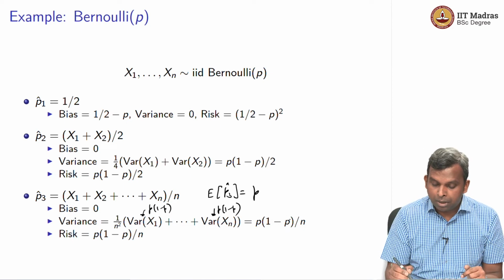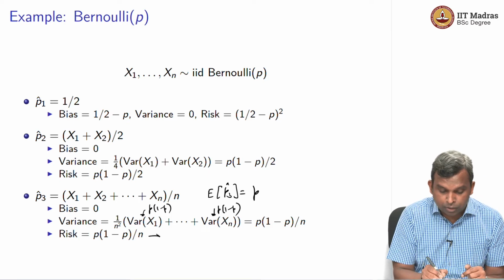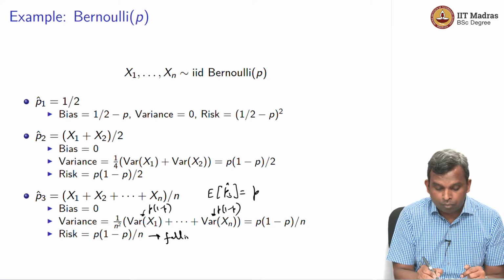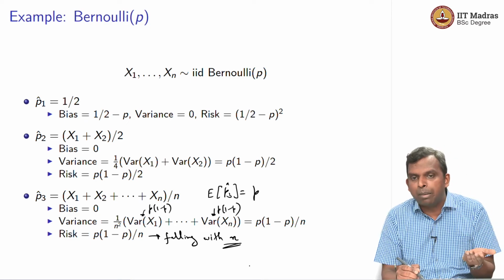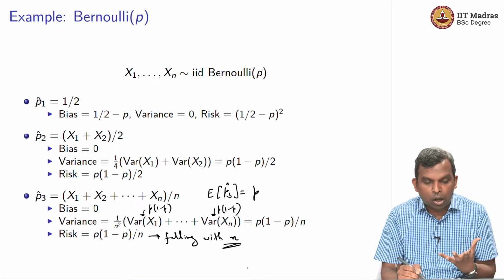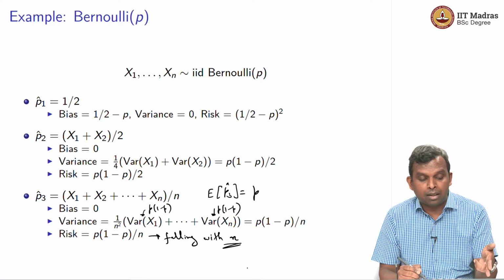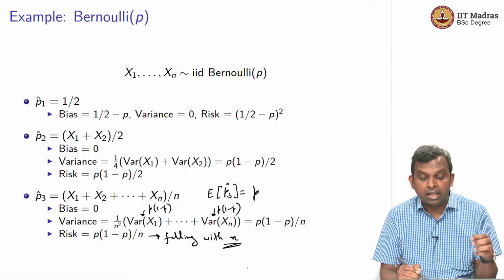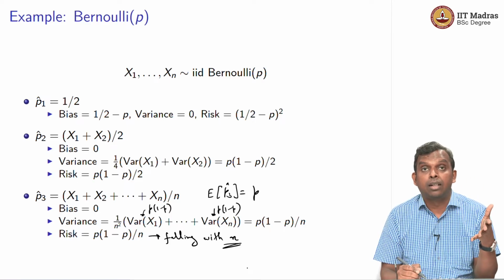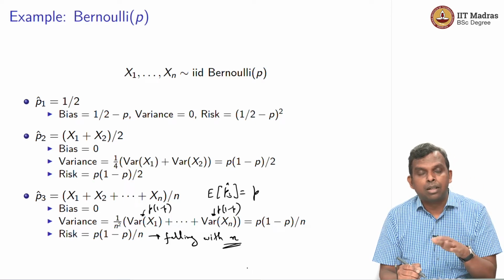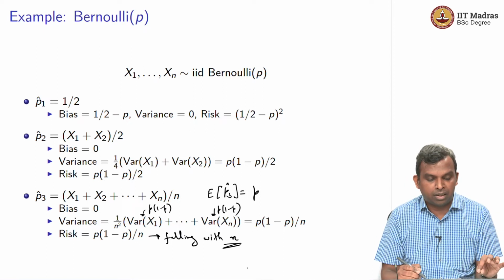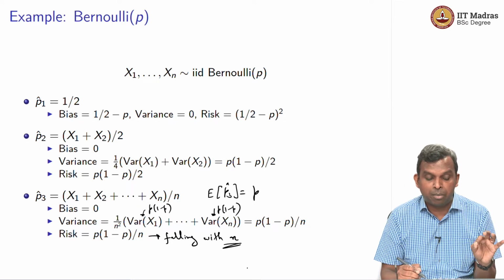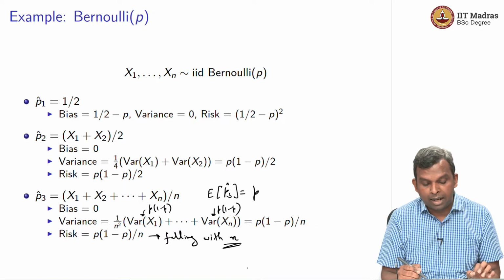Okay. Now remember, this is falling with n. So risk is falling with n. Okay. So this was an important requirement for us, right? As you get more and more samples, you're expecting your risk to go down. But notice what happens in the p1 hat and p2 hat. There is no n in the picture. Okay. As you get more and more samples, your risk remains the same. So it's not very useful. So you see p3 hat already scores way better than p1 hat and p2 hat.